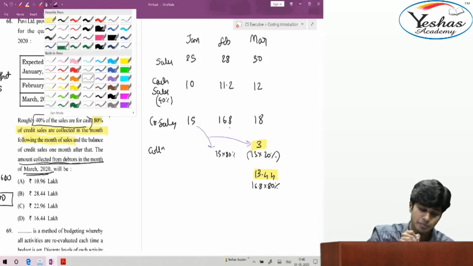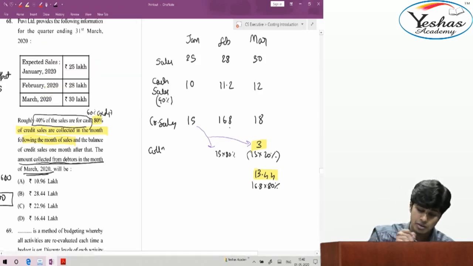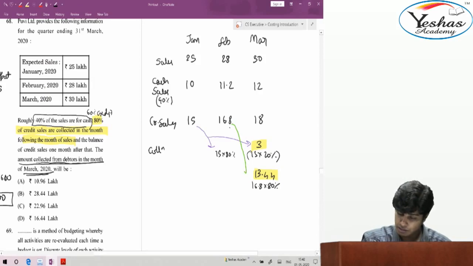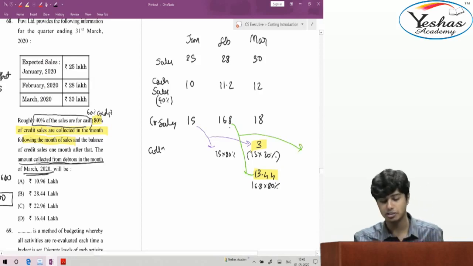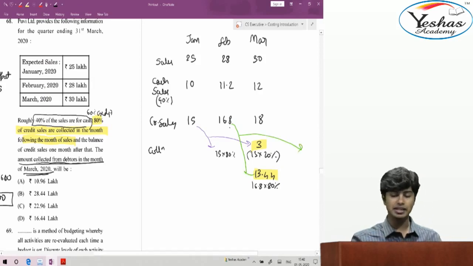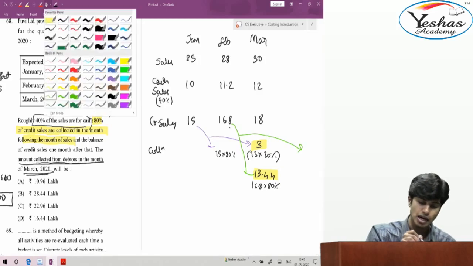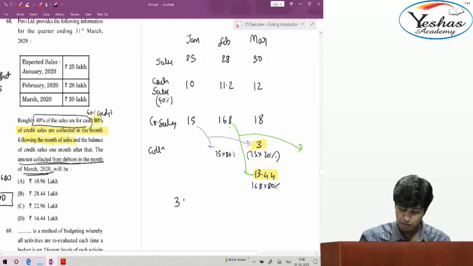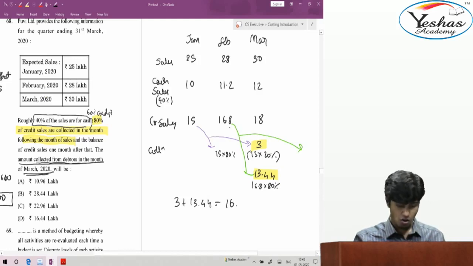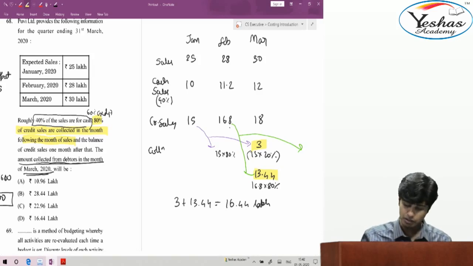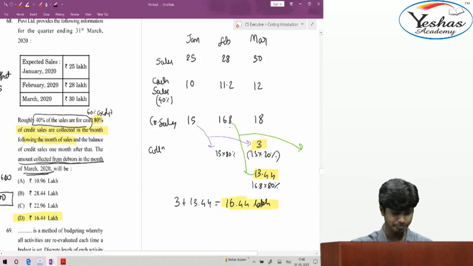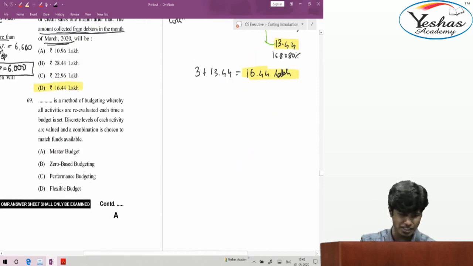And then in March you sold 16.8. Some part is here, some part will be in the next month. So our basic answer is 3 plus 13.44. So the answer for this question should be 3 plus 13.44, that is 16.44 lakh. Come on, let us mark this answer. 68th one, the answer is option D. Come on, let's go to 69th one.